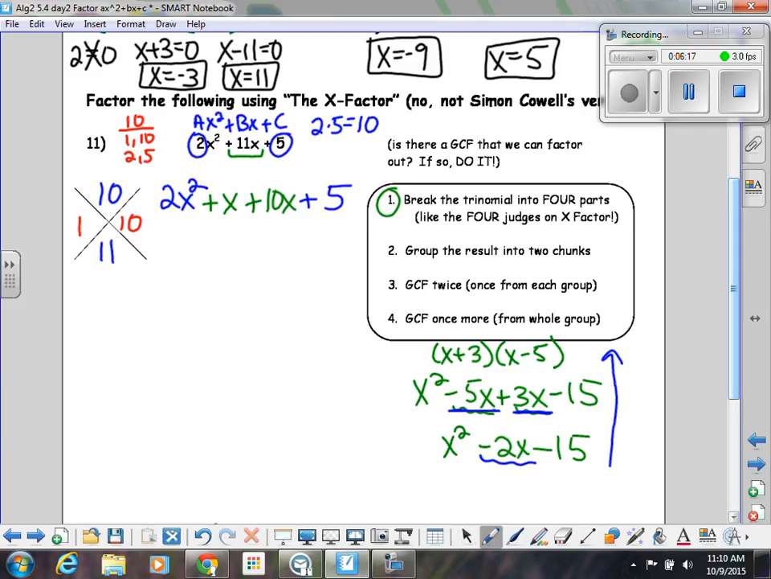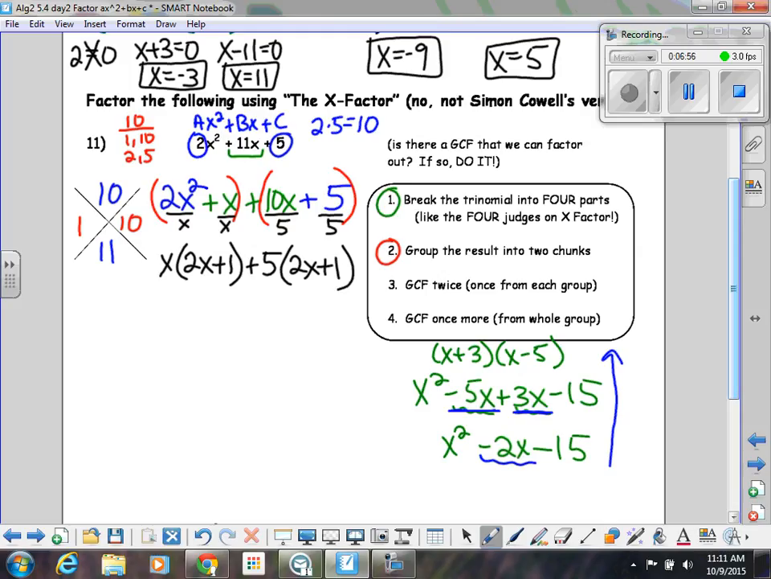Now, this is going to be just like factoring by grouping that we did in the last video. So that's what this step is saying. Group the result into 2 chunks. So I'm going to have the first 2 and the last 2. And then I'm going to do the GCF twice. So the greatest common factor in this first one is simply x. So I'm going to have x parentheses 2x plus 1. In this second set of parentheses, I'm going to divide both of these by 5. So I'm going to have still a plus, but my 5 goes in front of the parenthesis, and then I have 2x plus 1 again.